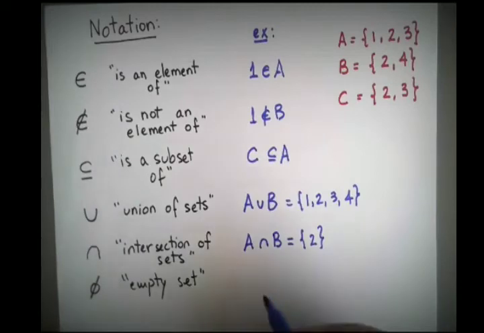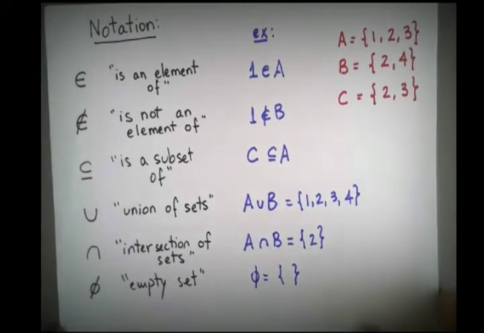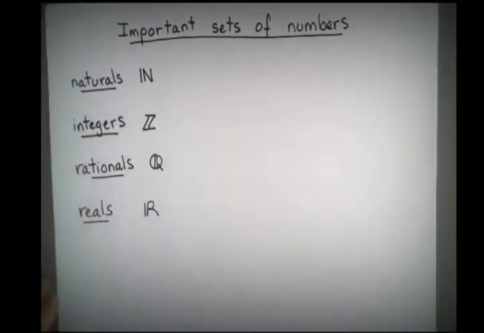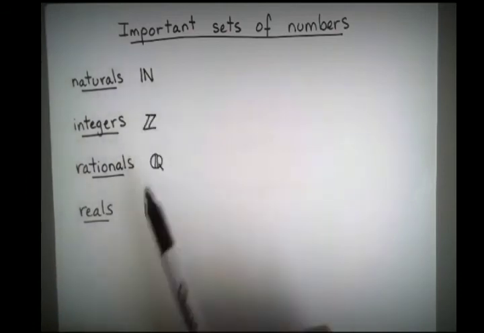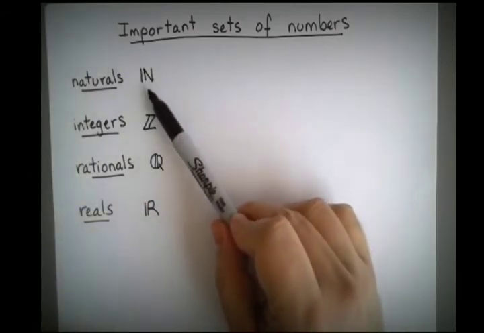Phi means the empty set. Here there is no empty set, and we take one example. The notation for the empty set is phi or empty brackets. So these are the important notations. And again, important sets of numbers: natural numbers, integers, rational numbers, real numbers. N, Z, Q, R. So these are the important number systems.